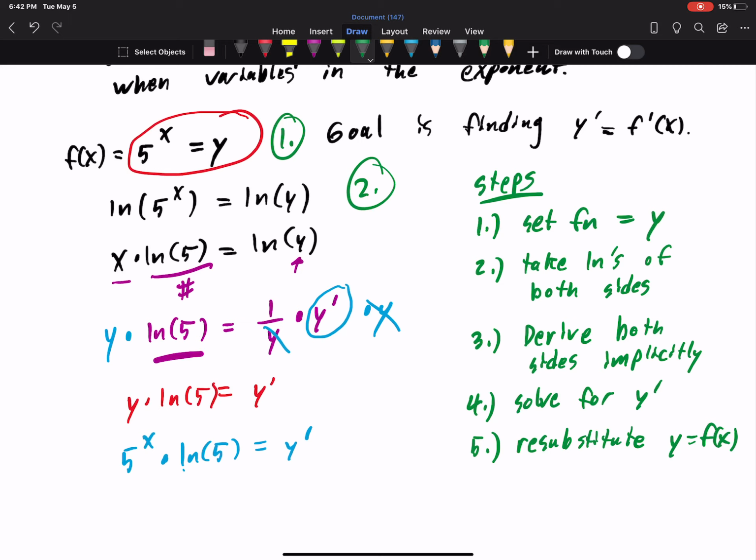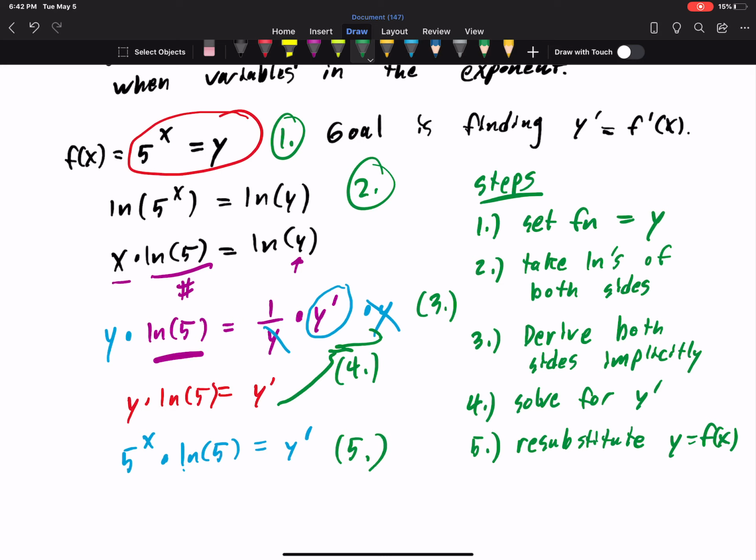All right, and then let's see here. Where did step 3 occur? We derive both sides implicitly in this line here. We also use that line to solve for y prime. So these both combined are your step 4. And then your step 5 is here at the very bottom.